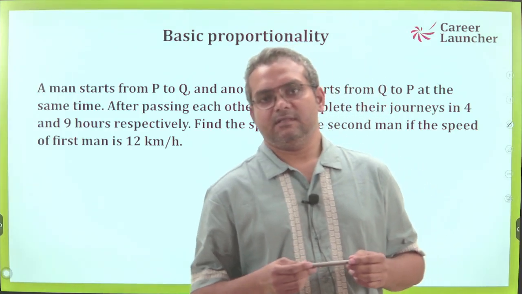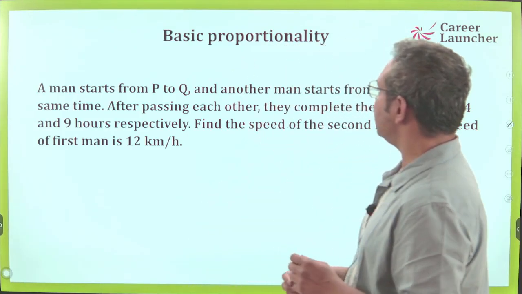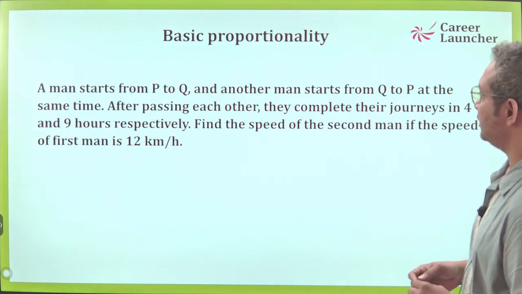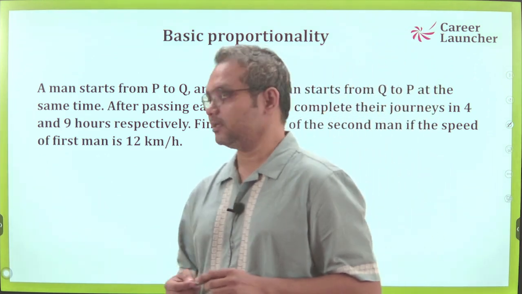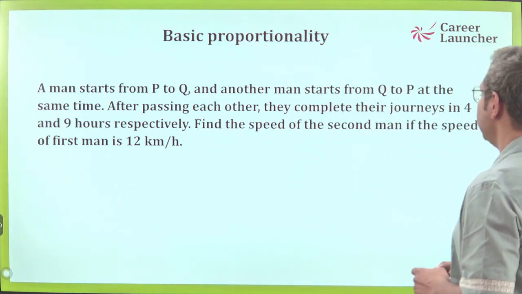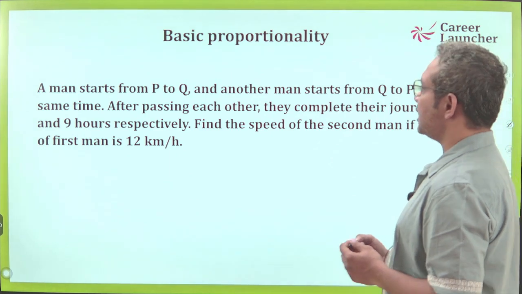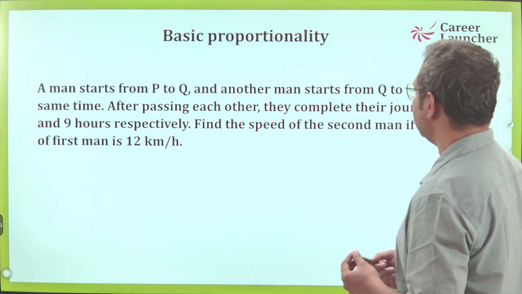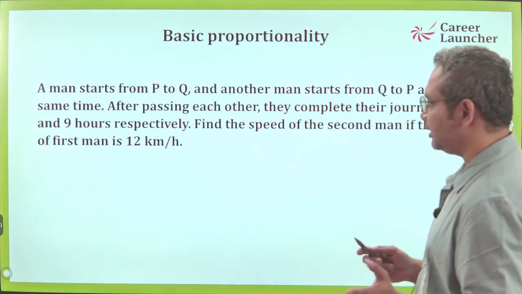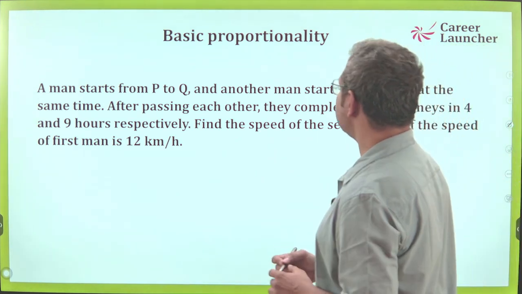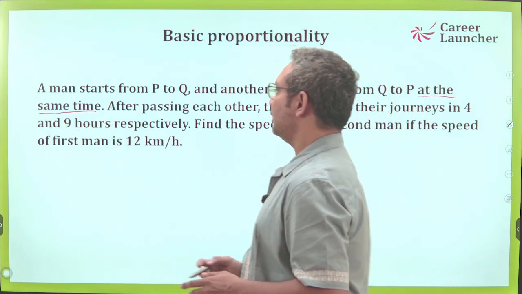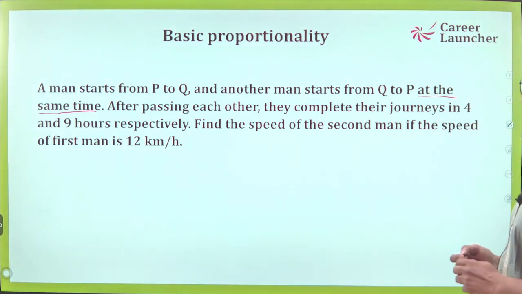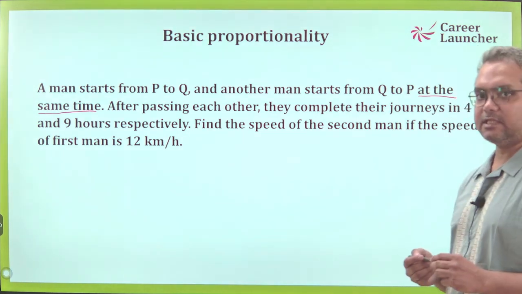Hello everyone, we are here with a slightly difficult question on time and distance, but we will still be using basic proportionality concept to solve this, okay. So here it says that a man starts from point P to point Q, another man starts from Q to P, they are travelling along the same route and they start at the same time, that is important, at the same time, okay. Now after passing each other, they complete their journeys in 4 and 9 hours respectively.